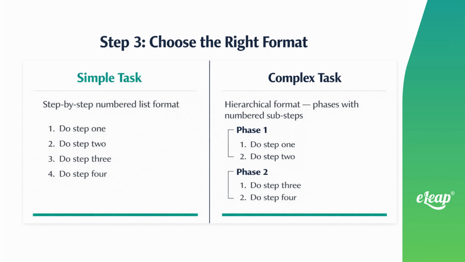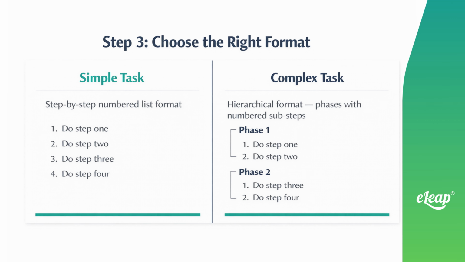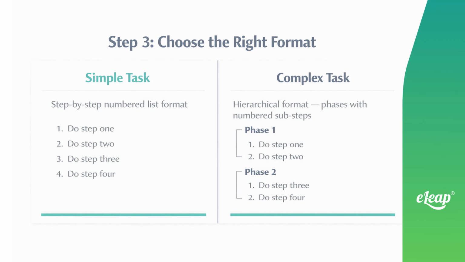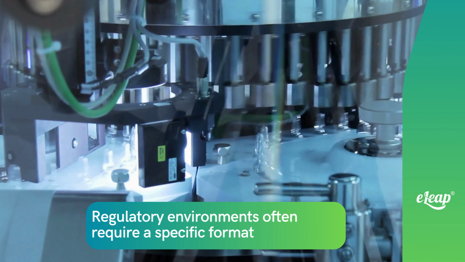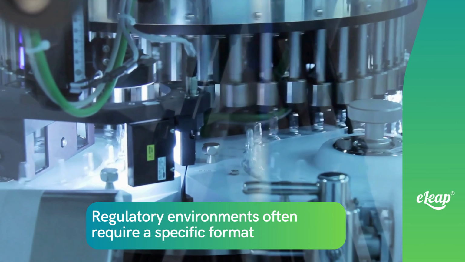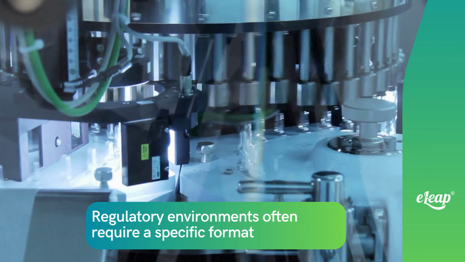Step 3 is to choose the right format. Simple linear tasks work well as plain numbered steps. Complex tasks with decision points or multiple roles need a hierarchical structure, phases broken into numbered sub-steps. Regulatory environments like manufacturing, pharma, and medical devices often require a specific format defined by the quality system. If your organization has a standard SOP template, use it.